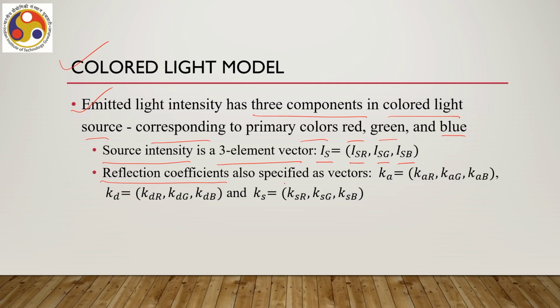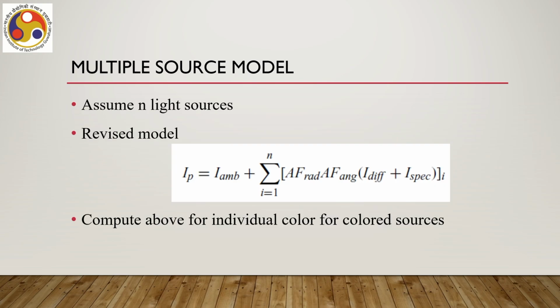Reflection coefficients also need to be specified as 3 element vectors: Ka, one for red, one for green, one for blue, Kd again one for red, green, blue, and Ks one for red, green and blue. So, when we compute color, we have to individually compute these components, and then once these 3 are generated together, we perceive the color.